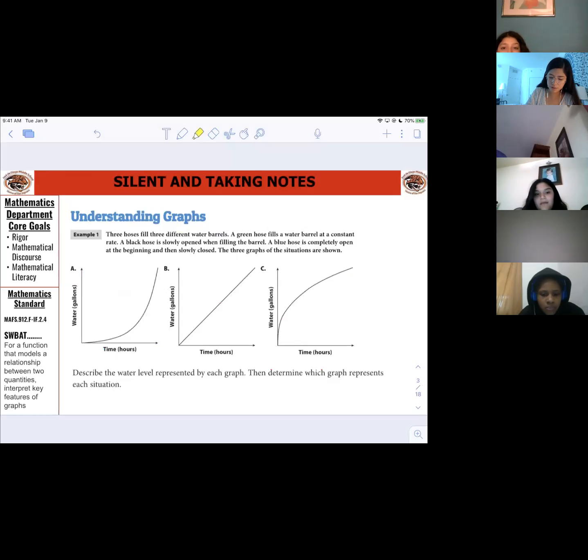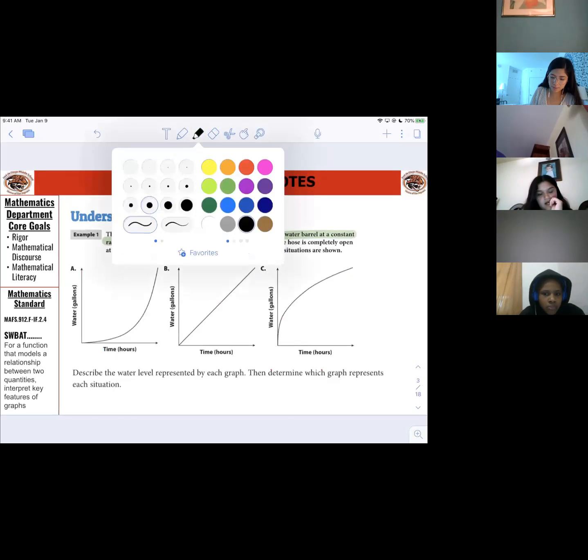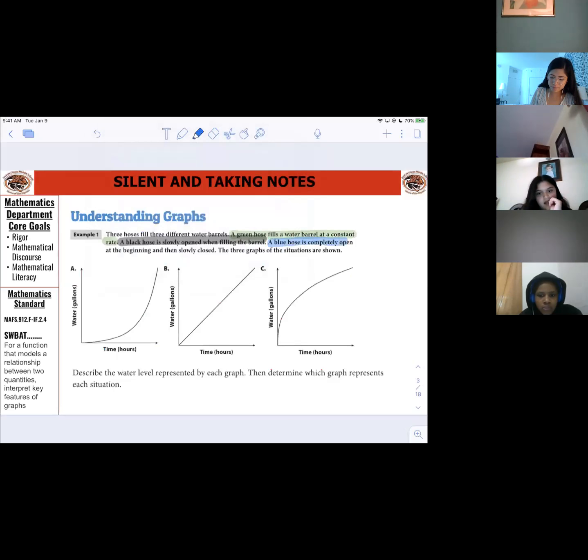Perfect. All right. So we want to figure out which of these graphs matches which color hose. So there's a green hose. There's a black hose. And there's a blue hose. Okay. So what we want to figure out is which one of these goes with which. Which of these, the green, black, or blue, is the easiest to figure out right away? B. Okay. And what keyword do you see that tells you? Constant rate. Good.